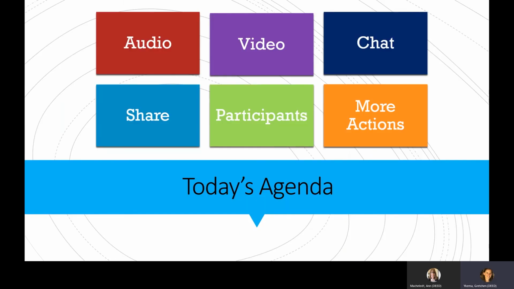So the main features that we'll be reviewing for this training are listed on this agenda slide. There are 6 of them. They are audio, video, chat, share, participants, and more actions. Some of you might be aware of these features or use them when hosting a Teams meeting, and some of you may not. However, we believe by becoming more familiar with them, you can begin to build your confidence and competence with running a virtual meeting.